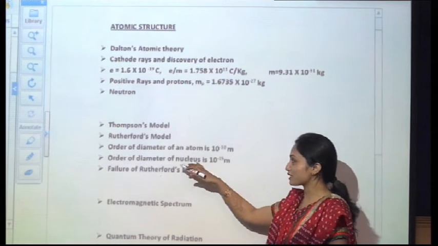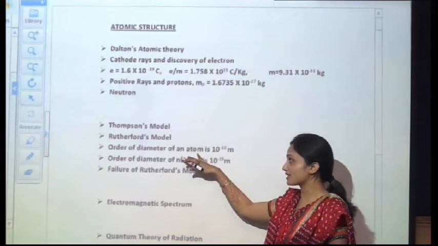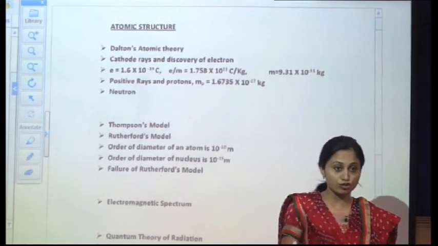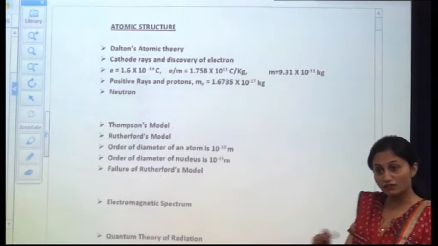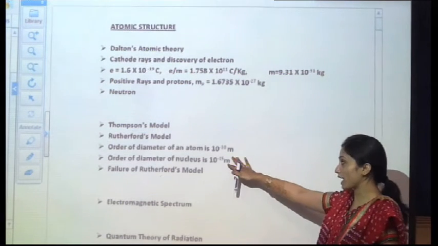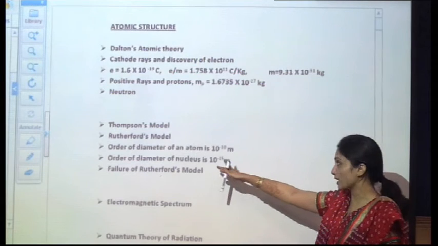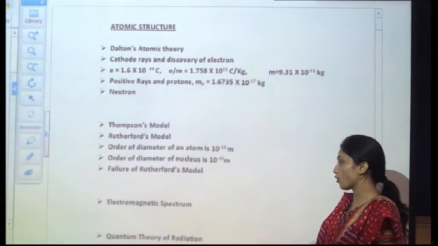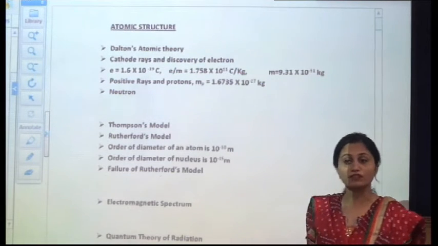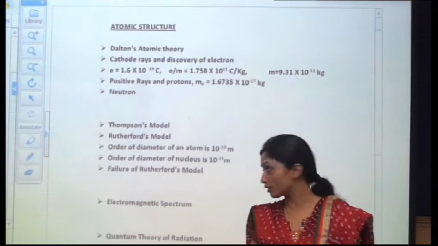Then the order of the diameter is something that you should know. You can even note it down somewhere. The order of the diameter of an atom is about 10^-10 meters, and that of the nucleus is 10^-15 meters. You can easily remember it also.